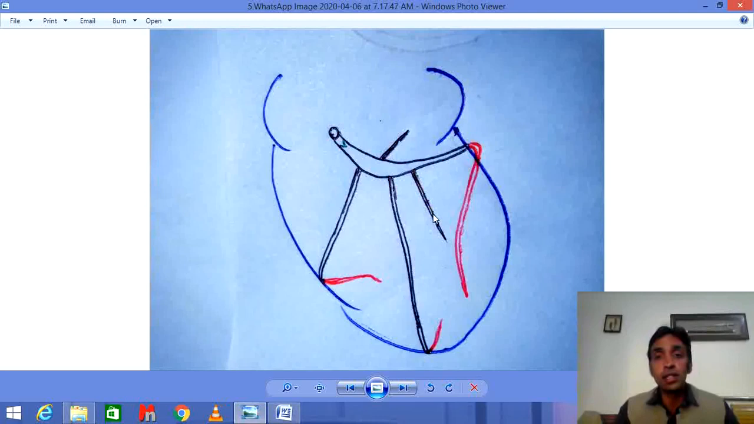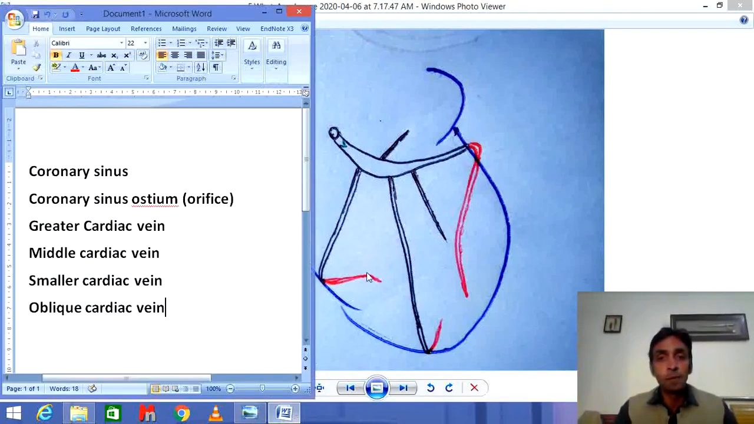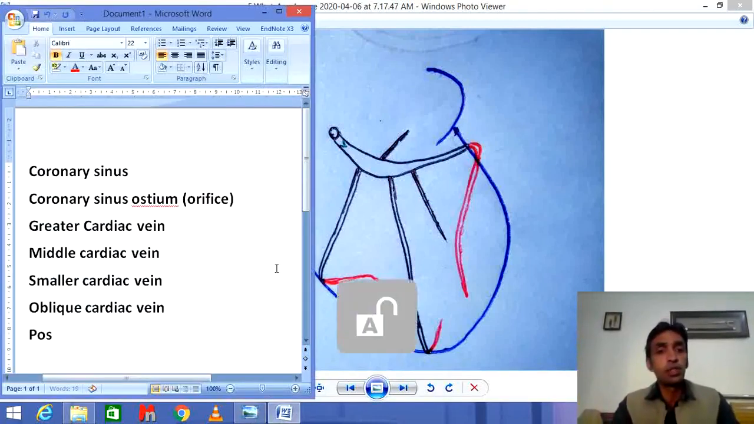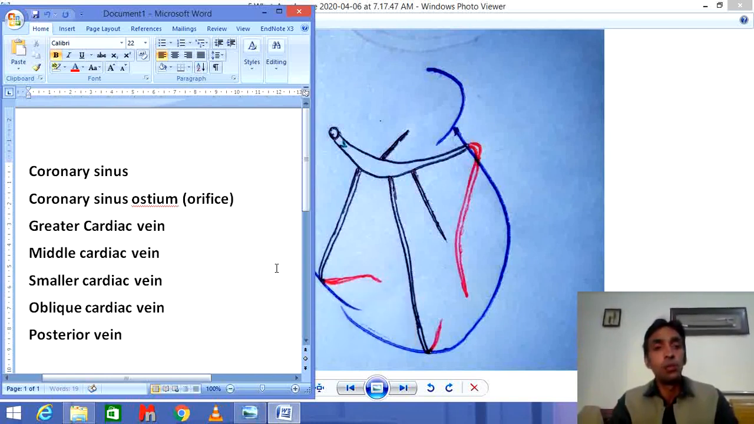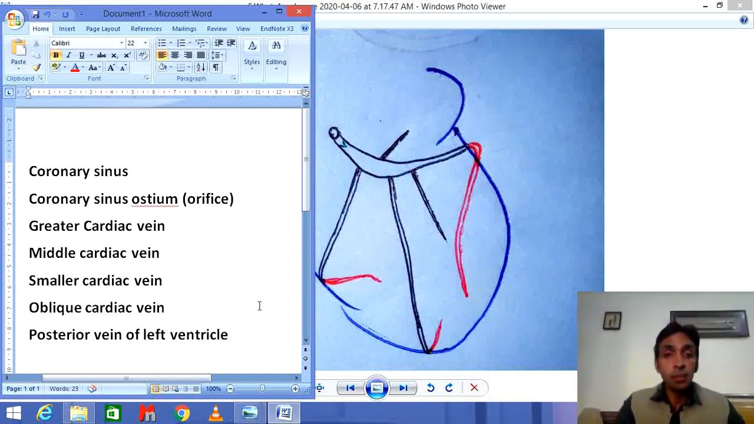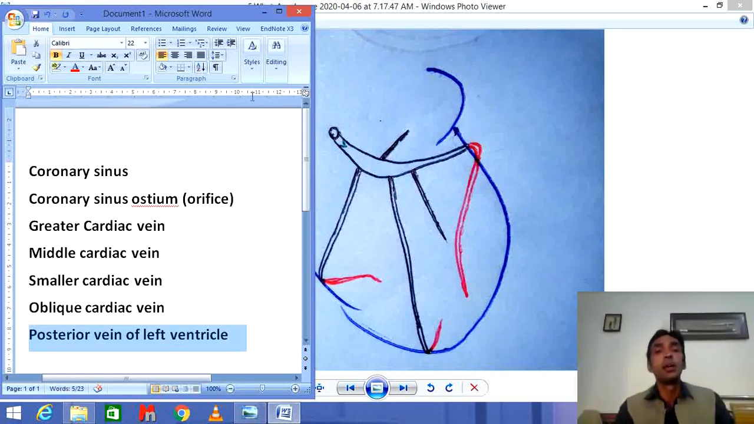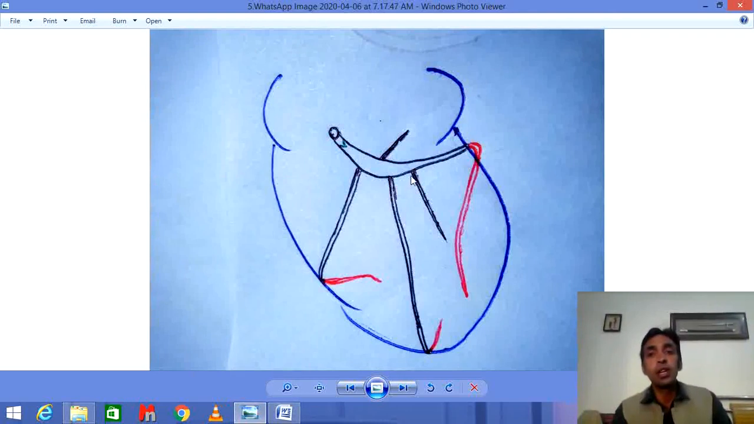So this blood vessel is called the posterior vein of the left ventricle. The name of this blood vessel is the posterior vein of the left ventricle. The posterior vein of the left ventricle is responsible for the collection or the drainage of blood from the posterior side of the left ventricle of the heart to the coronary sinus.